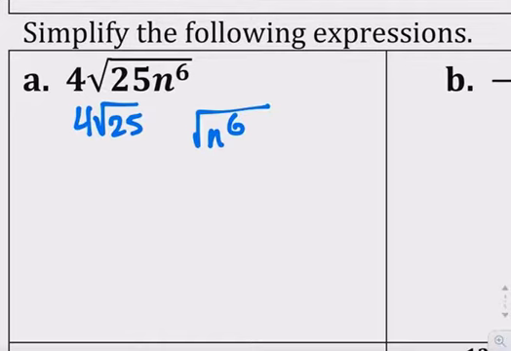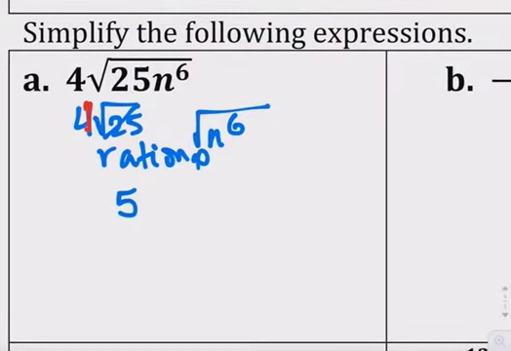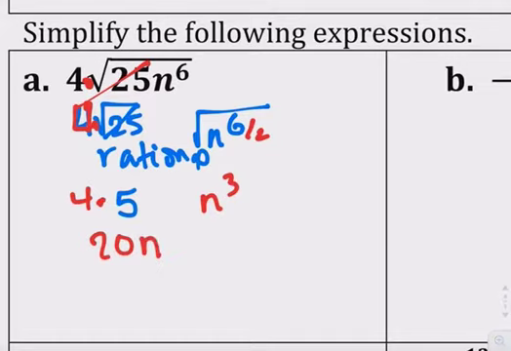Okay, the square root of 25 is a perfect square. It's rational. This is called a rational number because it's a perfect square. It is 5. And times the outside number of 4, that's 20. So my answer is 20 for the number. This you divide by 2, you get n to the third. So 20n to the third is your answer.